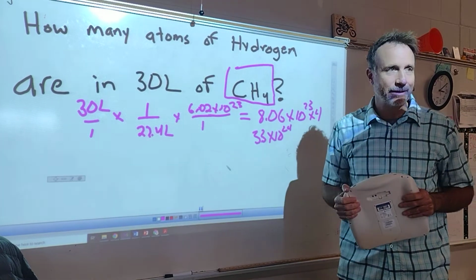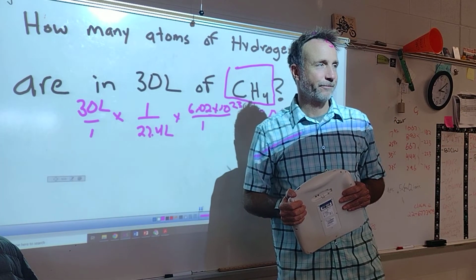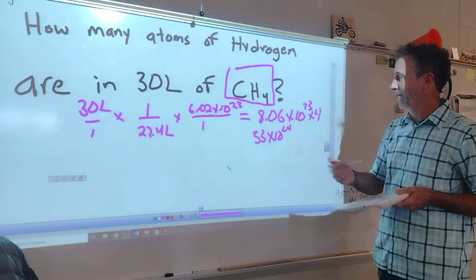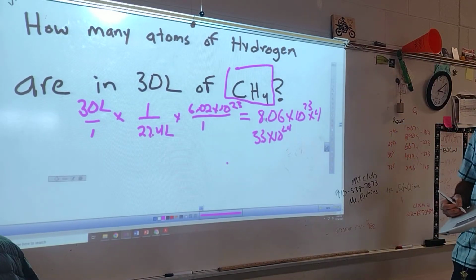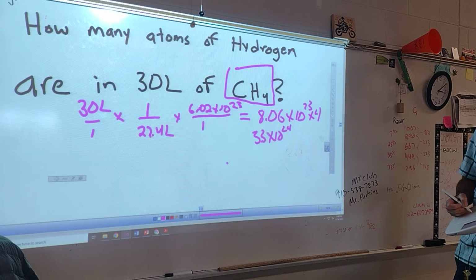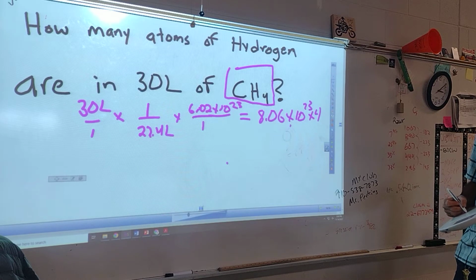You are definitely making this harder than it is. I think it's 3.2. If this was 8.06, you're right, it's 3.22. How would there be more atoms of hydrogen than there are molecules?